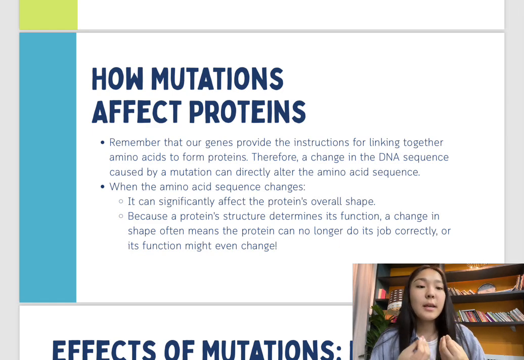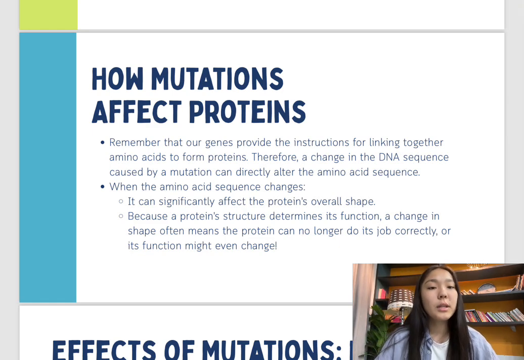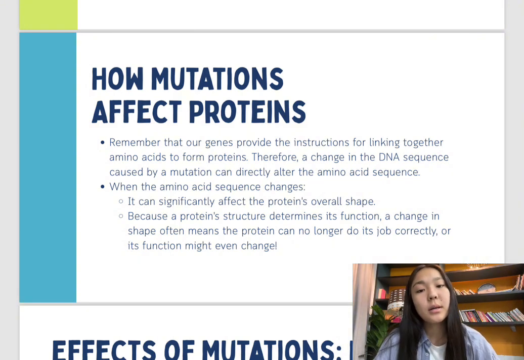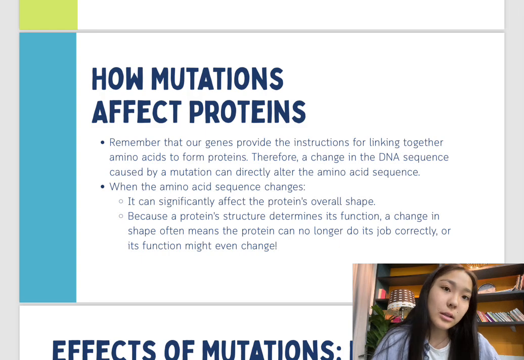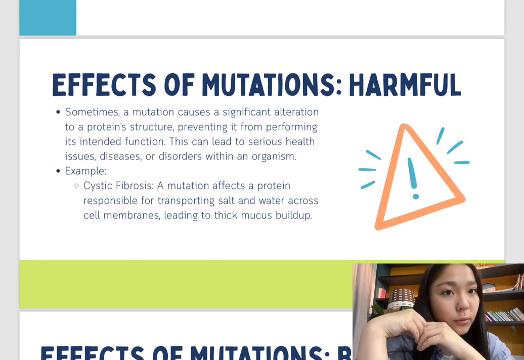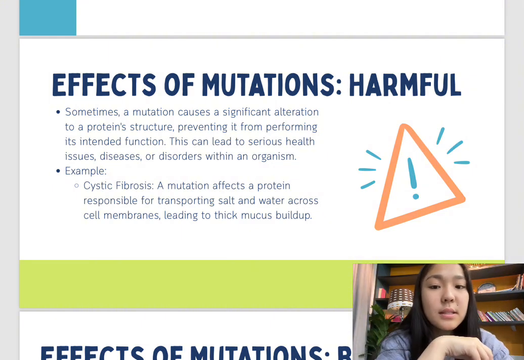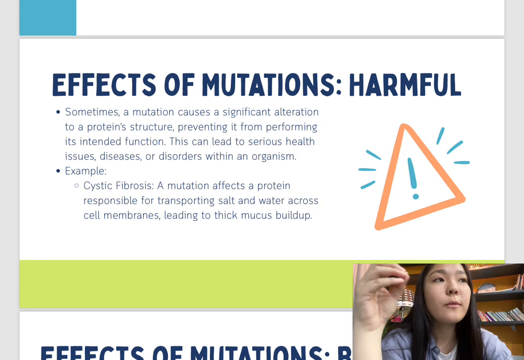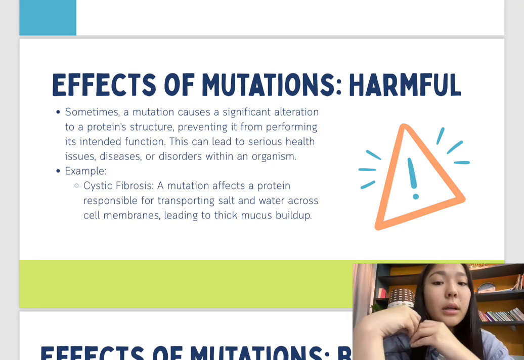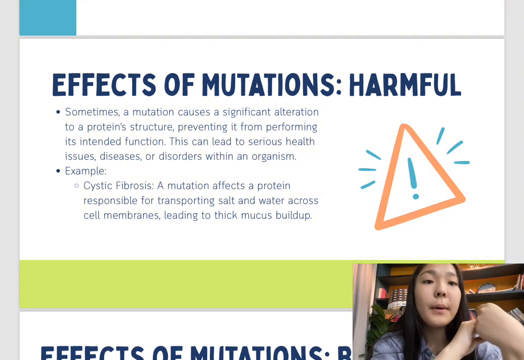So how do mutations affect proteins? A mutation can change the amino acid sequence of a protein, which may affect the protein's shape. The shape of a protein determines its function. Mutation can stop proteins from working correctly or change their function. Some mutations are harmful and can cause diseases. For example, cystic fibrosis happens because of a mutation that affects the movement of salt and water in our cells. This leads to thick mucus build-up in the body.